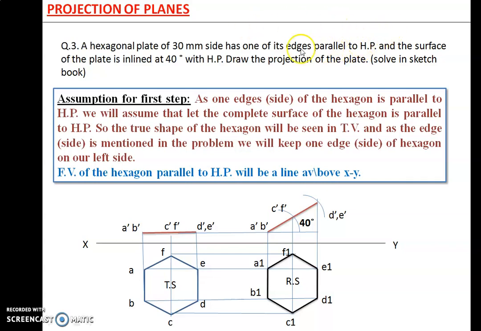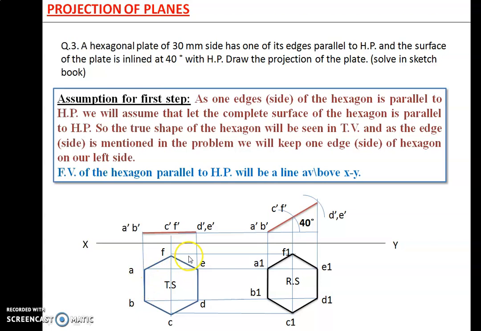Why have we done so? Because it is said that the side is parallel to HP. So when we have made the hexagon parallel to HP, the true shape will be seen in the top view. And as one of the edges is mentioned in the problem, we will keep one side of the hexagon on our left side. So this is the true shape of the hexagon when seen from the top view. So we have kept one side of the hexagon on our left side.